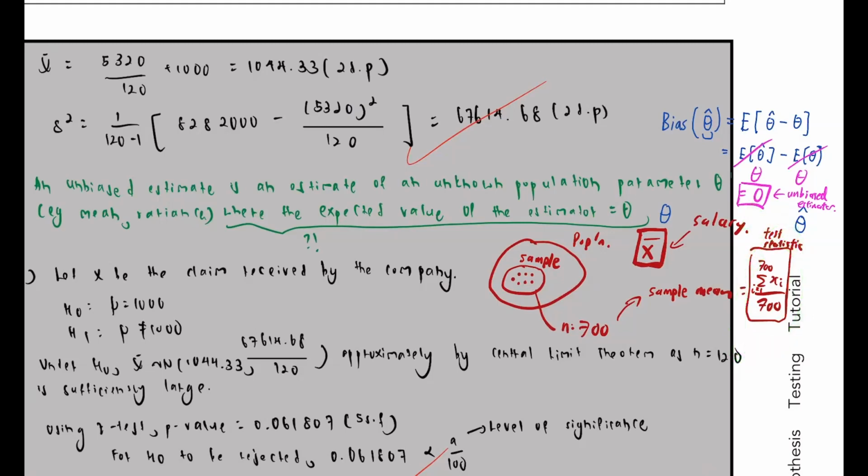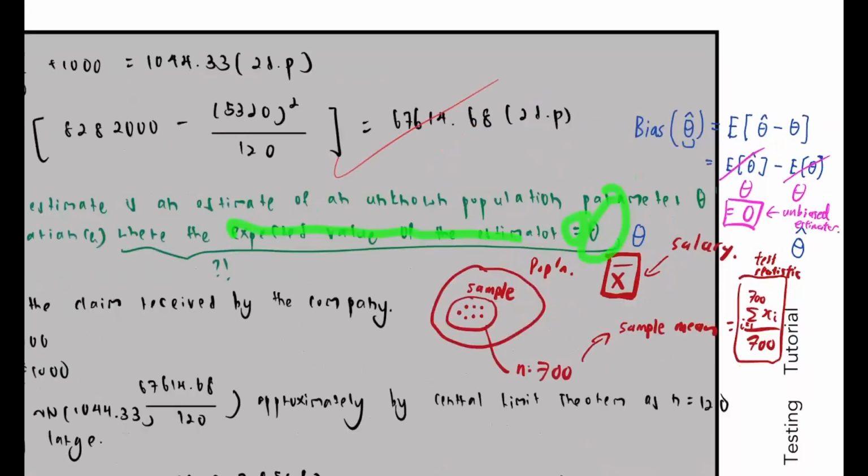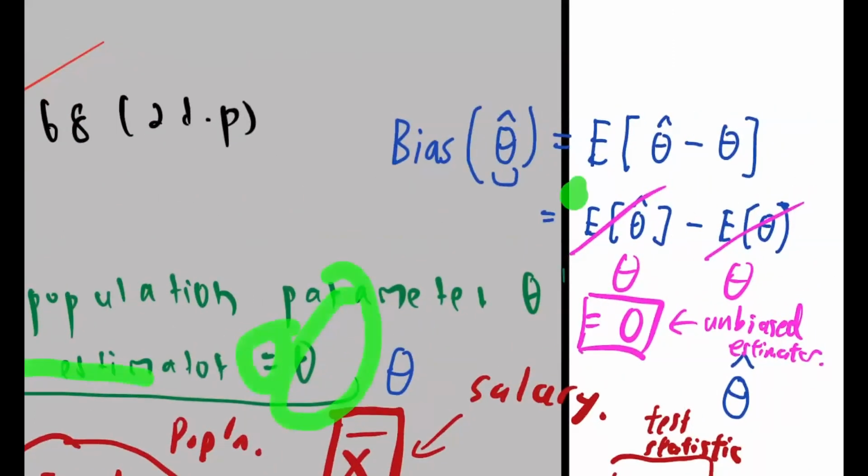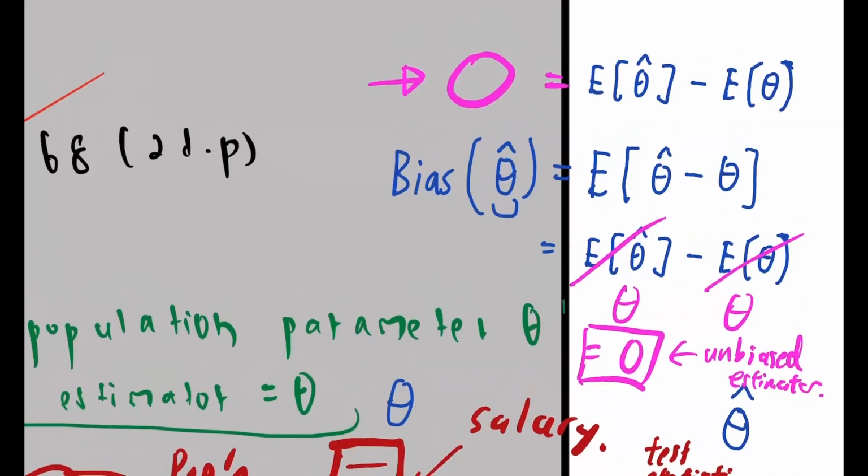Does it make sense? Alternatively, they told you expected value equals theta. They are basically translating this part of the equation into a math expression. So what we eventually obtain is this. You split it up. You wish that it's equal to 0. That's the definition of unbiased, which means bias equal to 0.